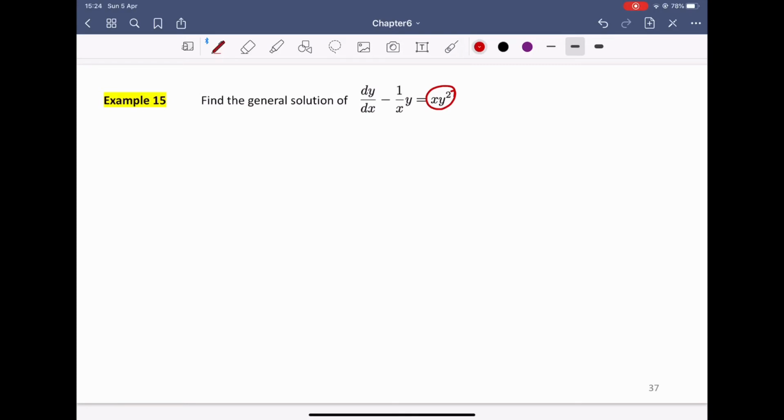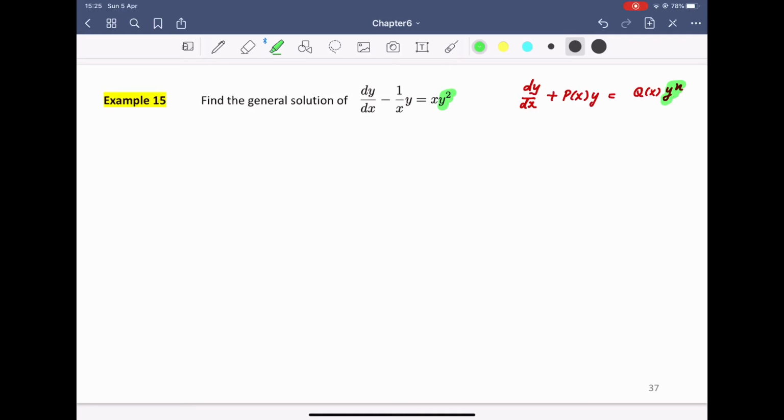This thing is called a Bernoulli differential equation, because you have a differential equation of the form dy by dx plus p(x) times y equal to q(x) times y to the n. So you just have y squared attached here. So that means this is now a Bernoulli differential equation.